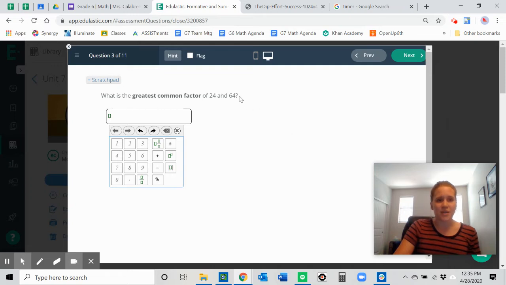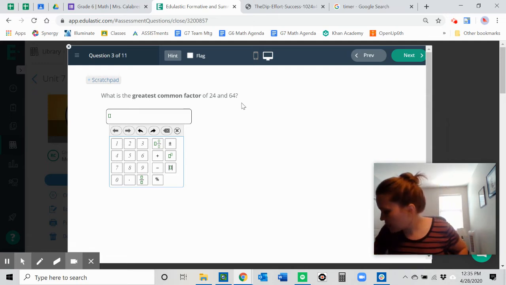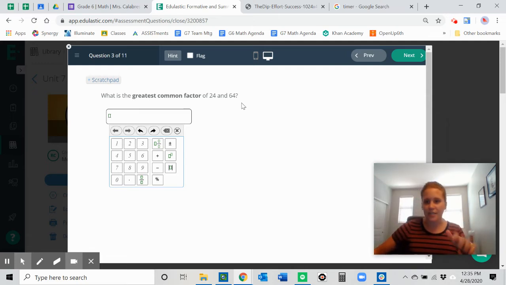All right, question 3. What is the greatest common factor of 24 and 64? On your paper, can you set up question 3? So we're switching gears. We're not doing inequalities right now. We're going to find the GCF of 24 and 64. I'm just writing that on my paper so I don't need to flip back and forth, okay?